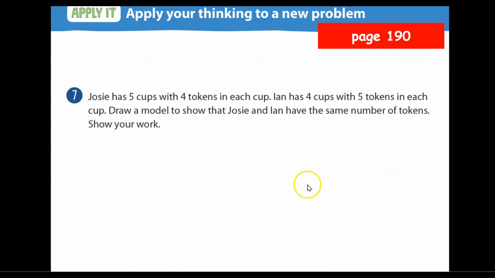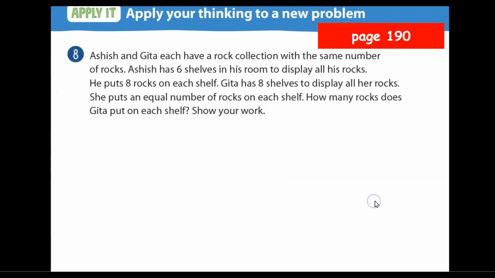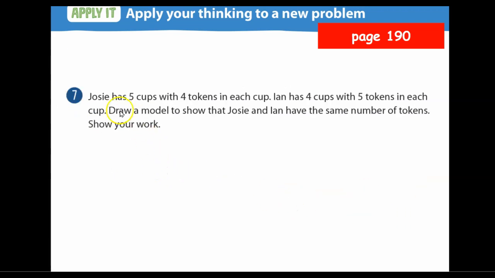Okay. So go ahead and do number 5, right? Number 7 for me. All right. Says Josie. Let's go over 7. It says Josie has 5 cups with 4 tokens in each cup. Ian has 4 cups with 5 tokens in each cup. It says draw a model to show how that Josie and Ian have the same number of tokens. Show your work. A model, just draw a picture. Okay, what strategies can I use? Just tell me. Equal groups or an array.